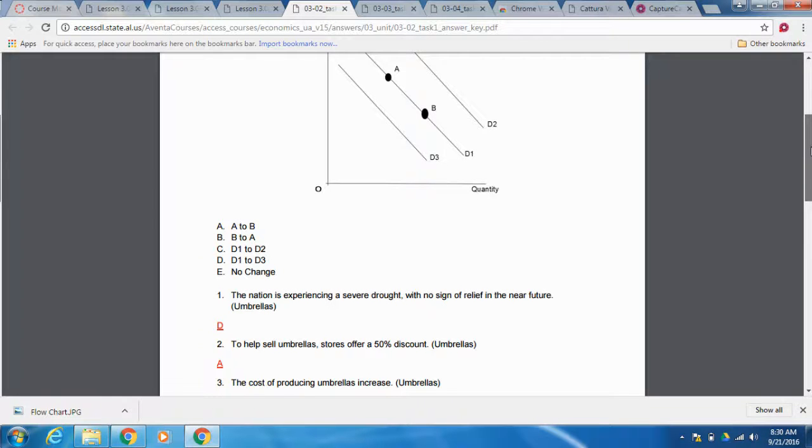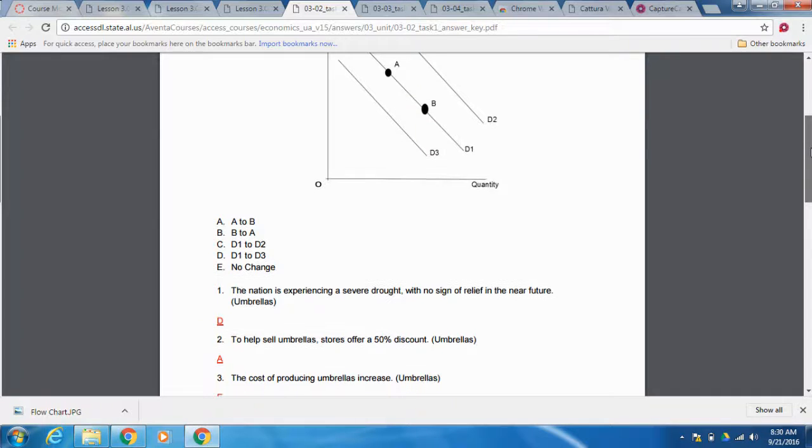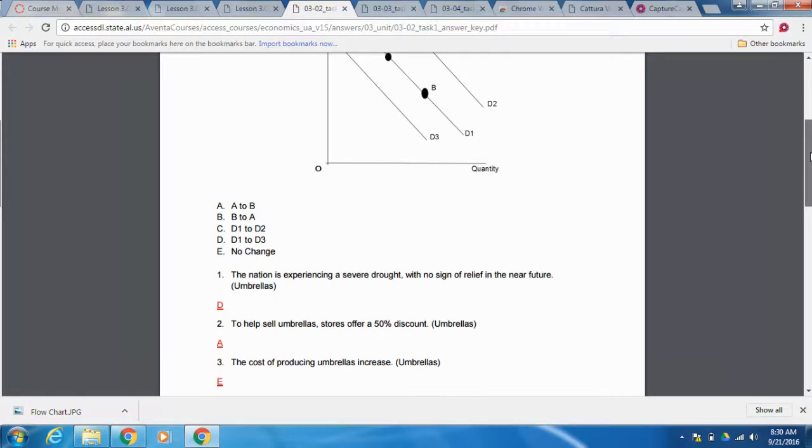The cost of producing umbrellas increases. This one is tricky. I'll just go ahead and tell you. It's E. There's no change. Production costs don't affect the demand.